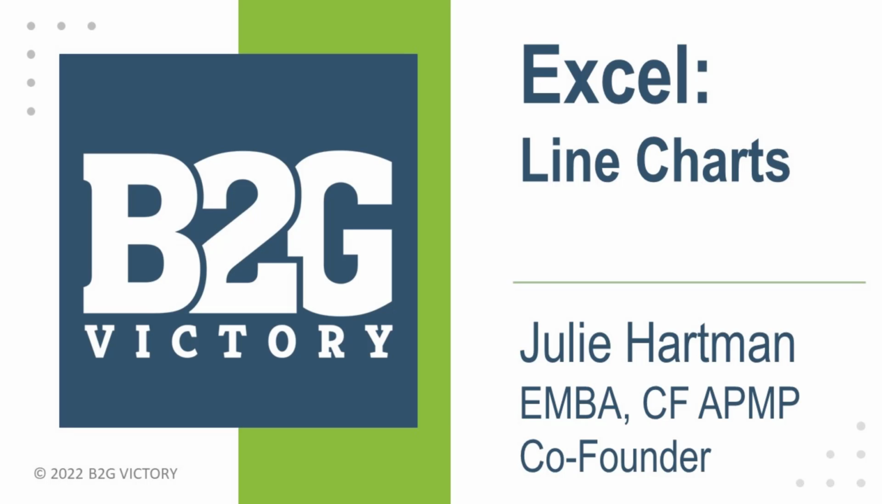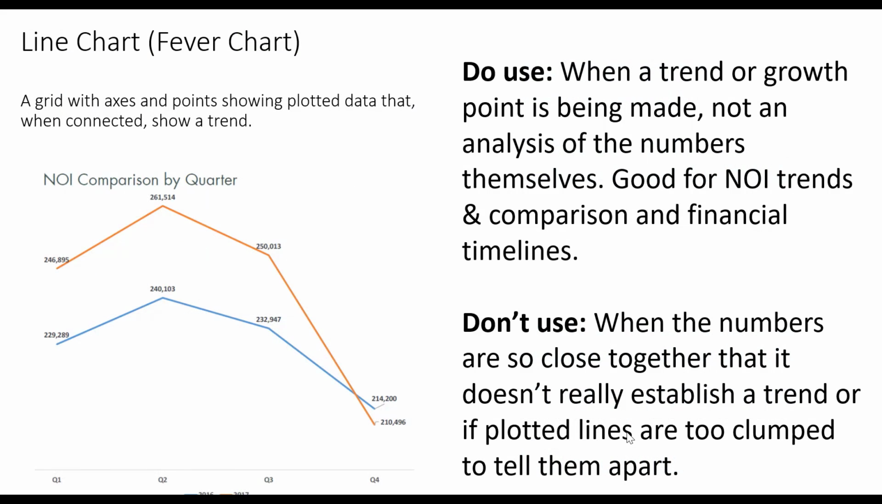Our third and final chart in our chart series is a line chart, also known as a fever chart. These are great when we're trying to show a trend and not an analysis of the numbers themselves. So a line chart has an x-axis as well as a y-axis, just like a bar and column chart. It's not very good to use a line chart or a fever chart when the numbers are so close together. It's very difficult to establish a trend.